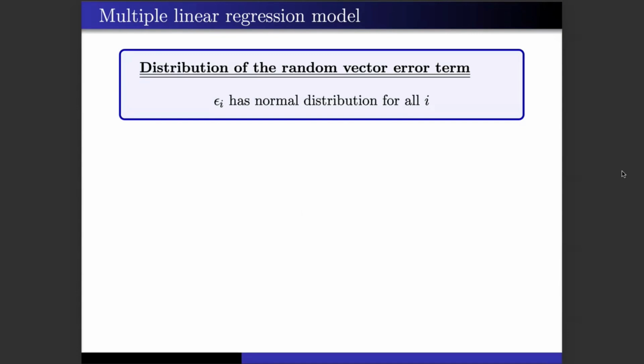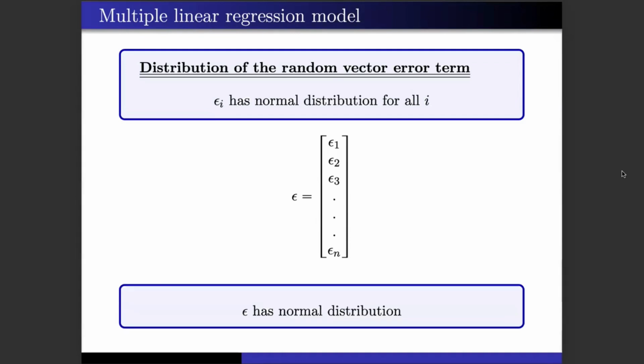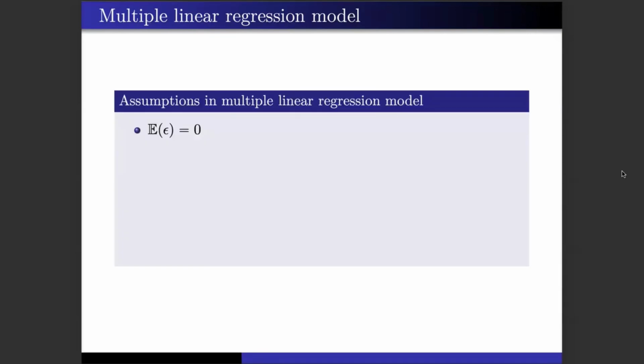We have the assumption on each epsilon i that all epsilon i have the same, identical distribution, and this distribution is normal. And this random vector error is a column vector of epsilon 1, epsilon 2, epsilon 3, and so on till epsilon n. And since all epsilon i have normal distribution, therefore this random vector epsilon will also have normal distribution. And thus, we have the generalized assumptions on this error term.